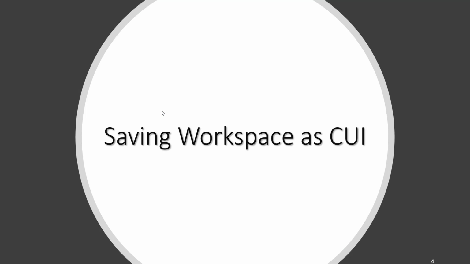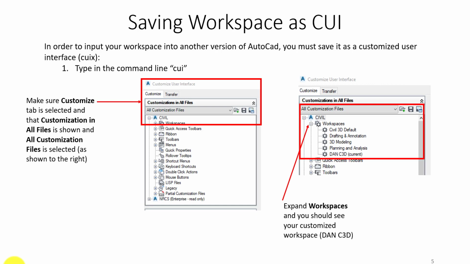Now you need to save your workspace as a customized user interface, or CUI. So in order to save that, you have to basically go into the CUI and transfer it and create a new CUI. So if you type in CUI under the command line, a window will pop up, the Customize User Interface, and you'll see a Customize and Transfer tab. You want to be in the Customize tab.